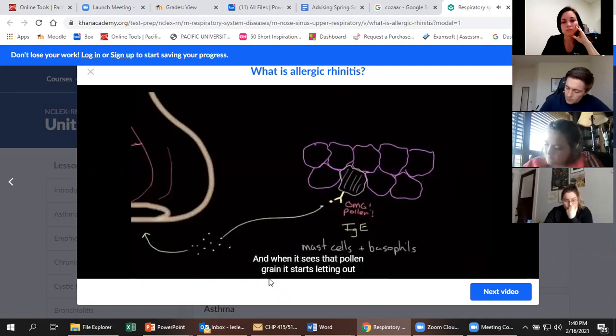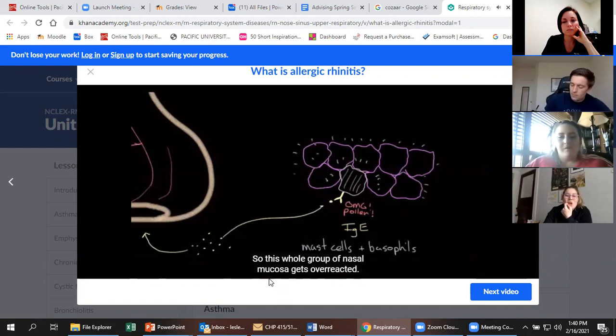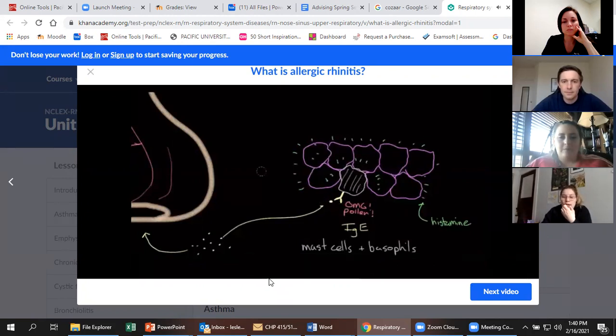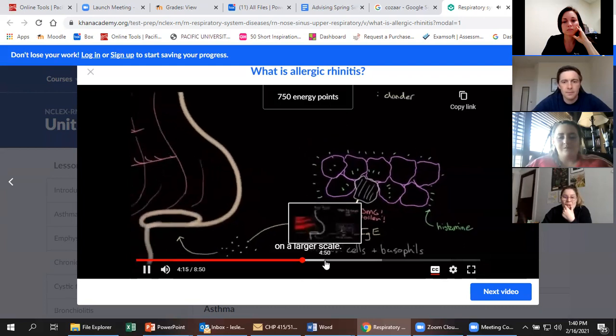And when it sees that pollen grain, it starts letting out little molecules into its environment that tell all the cells around it to get excited as well. So this whole group of nasal mucosa gets overreacted. The most common type of molecule that's used for signaling here is called a histamine. So now that these immune cells are overreacting and causing all the cells around them to overreact to this allergen, we can predict what is going to happen inside the nose on a larger scale.